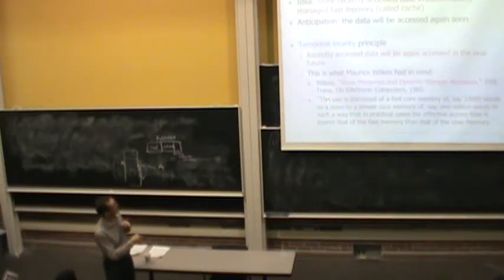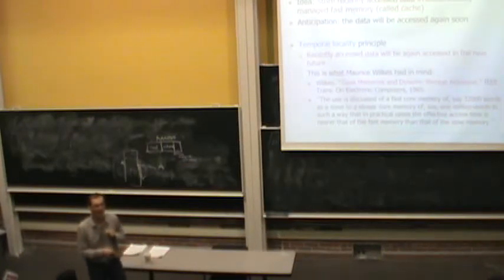The terminology is a little bit different, but the use is discussed of a fast core memory of, say, 32,000 words as a slave to a slower core memory of, say, 1 million words in such a way that in practical cases, the effective access time is nearer that of the fast memory than that of the slow memory. That's the idea of caching.